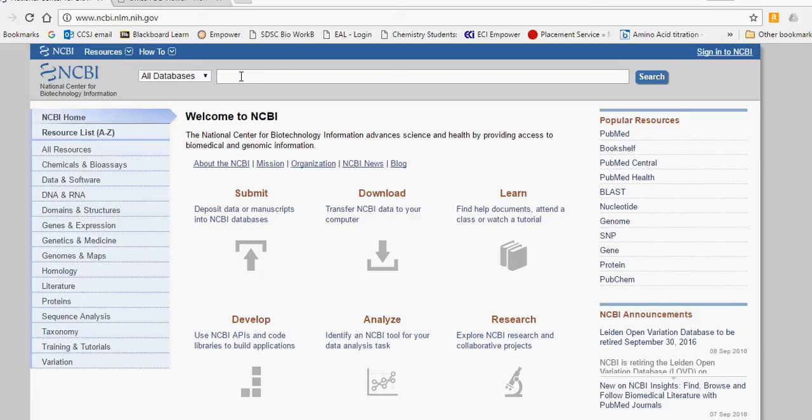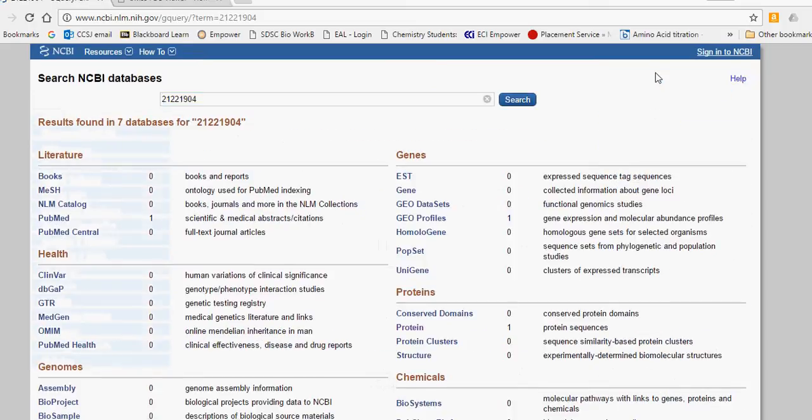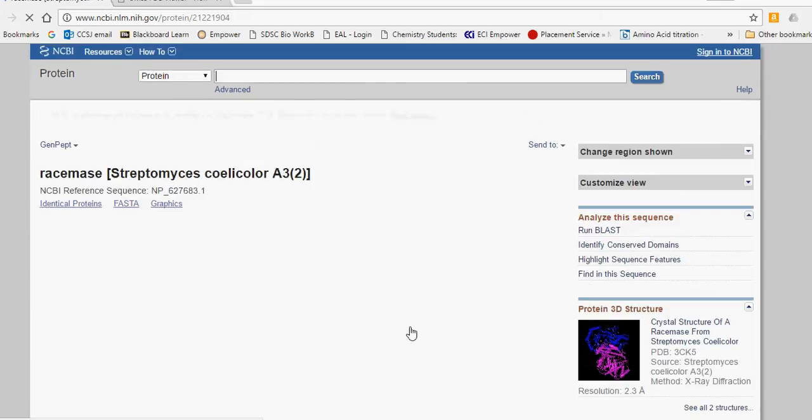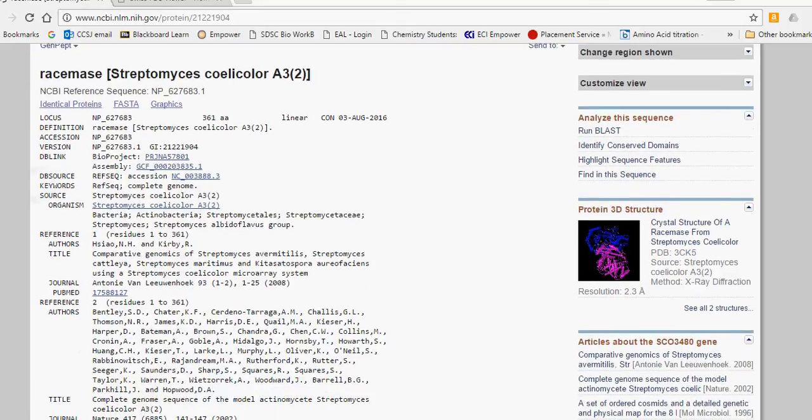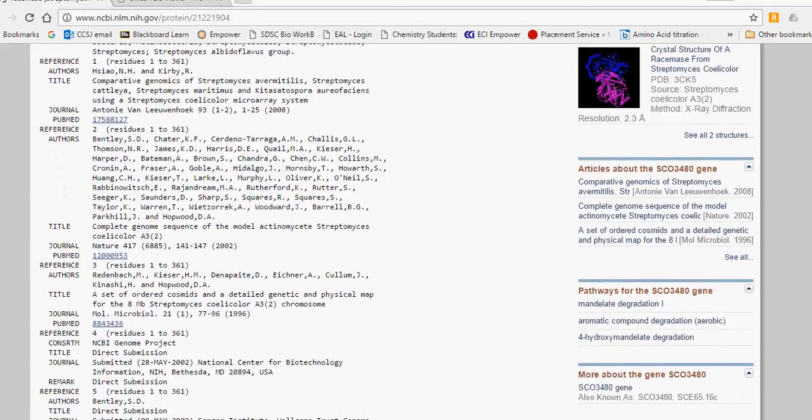Okay, so we're going to look for one protein in particular. It has an accession code, or sorry, a GI number, 2122-1904. And we can search for that. This is a protein I've worked with pretty extensively. I published a paper on it. And if we go to proteins and click on protein, suddenly we have a racemase from Streptomyces silicolor A32, and this is based on primary structure information. So here's the gene locus, the accession number, the organism, how this was published, etc., etc.